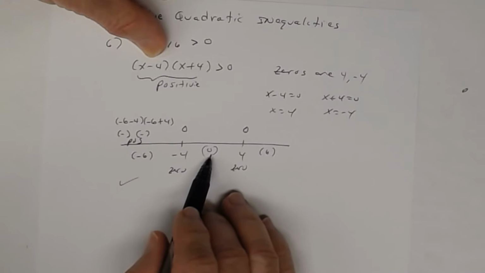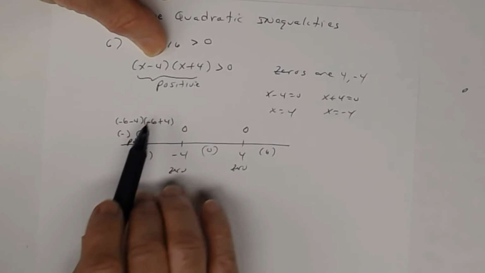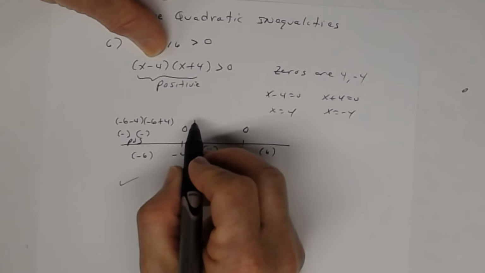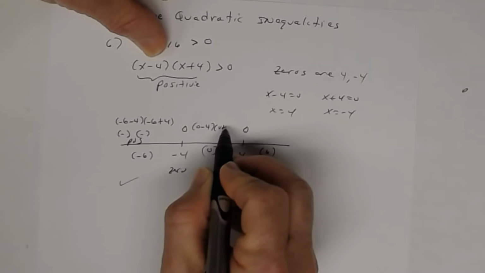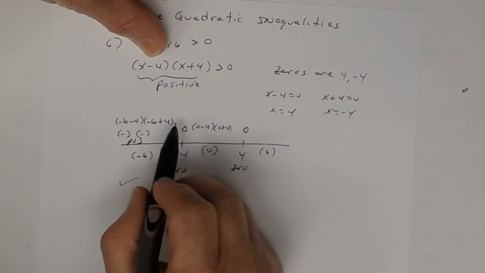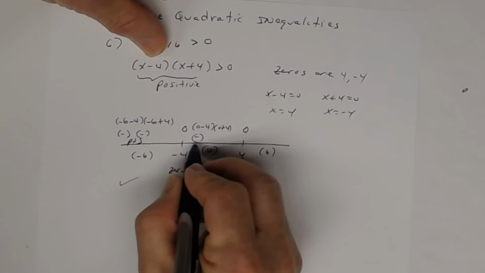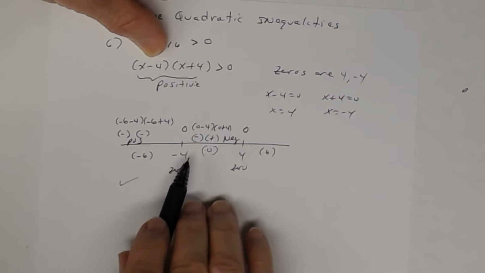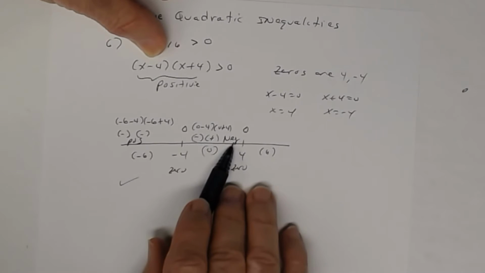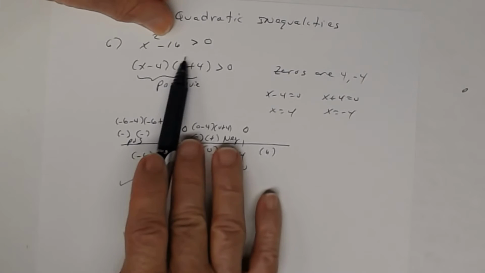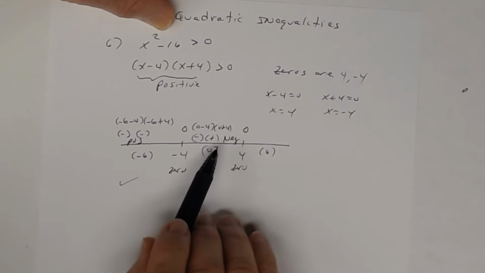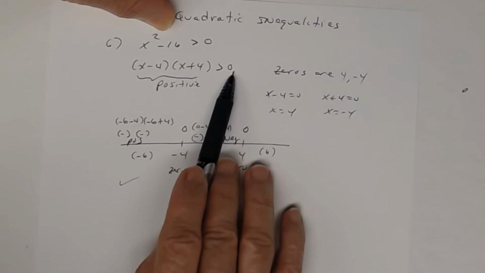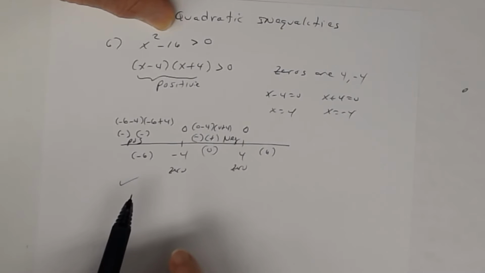All right, so when x is 0, will 0 make this product positive or negative? If x is 0, I get 0 minus 4 times 0 plus 4. 0 minus 4 is negative. 0 plus 4 is positive. A negative times a positive is a negative. So will the numbers in this interval be solutions to this inequality? No, because the numbers in this interval make this product negative, and I want this to be positive.